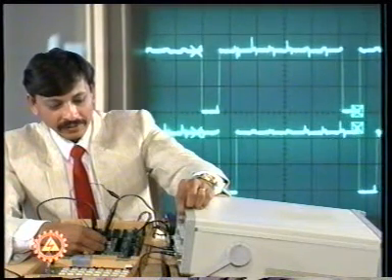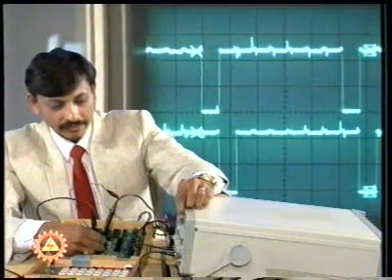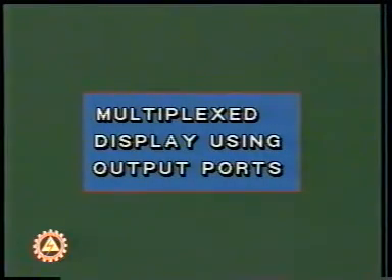Digit 2 is refreshed here, and so on. Let us look at the interfacing of a 4-digit multiplex display.